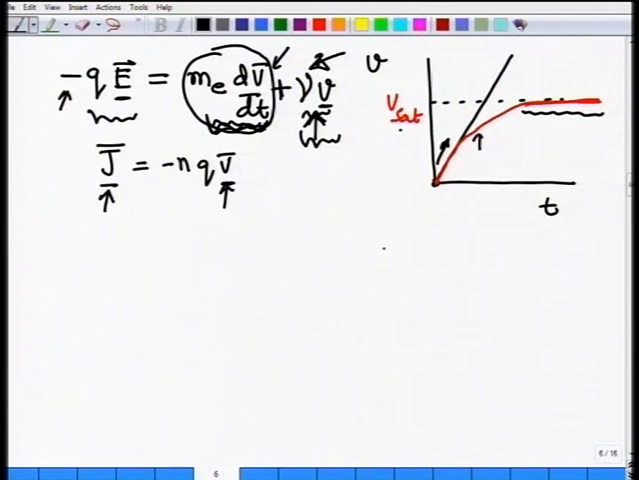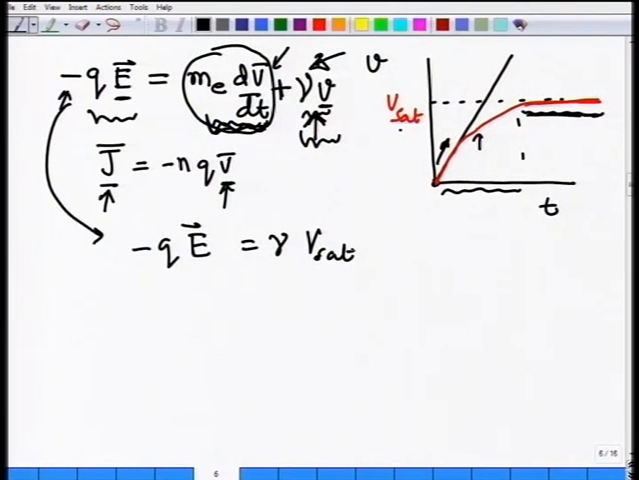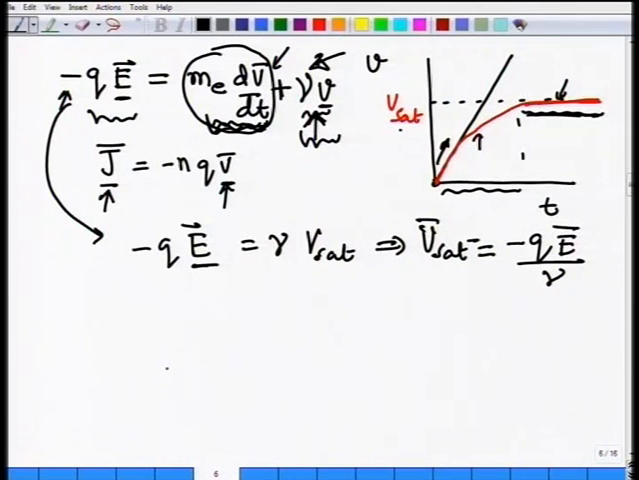Now, notice that if we had this damping term, then when we have reached the saturation velocity, after that this expression should have become minus q E equal to gamma v sat, because in this region dV dt will be 0. So, this V saturation should be equal to minus q E by gamma, this damping factor which I have included.